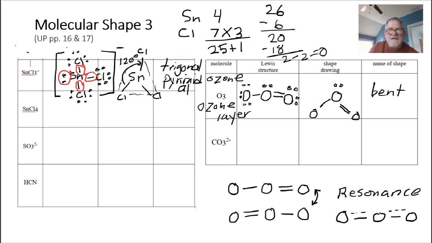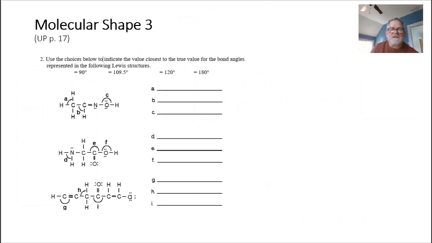Okay, I am going to go to the last page. So let's see if we can do this problem right here. We're going to use the choices below to indicate the value closest to the true value for the bond angles represented in the following structures. So how do we do that?